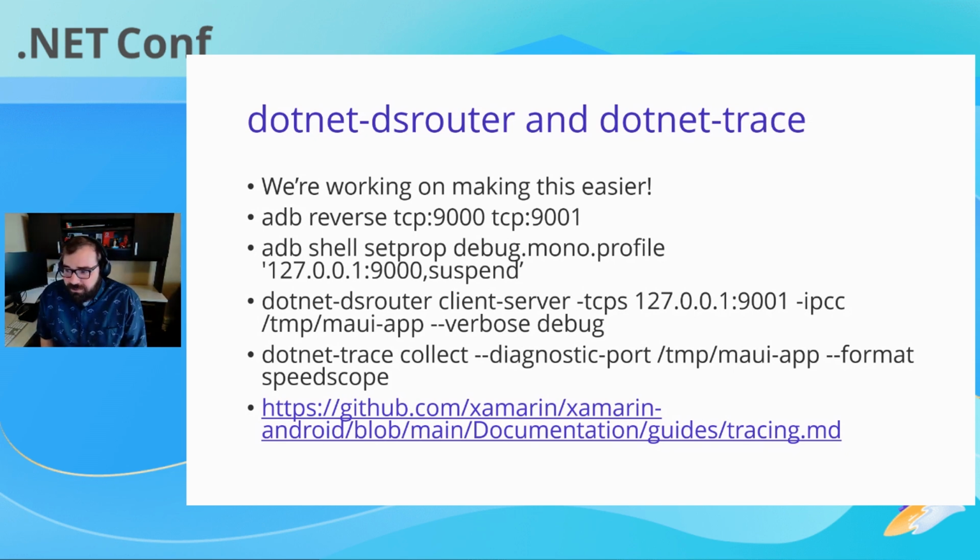which is a little tricky to set all this up. You're probably going to have a couple terminal windows open while you're doing this, but we're working on making this easier. Hopefully one day you can press one button and do it. We'll see, we hope that happens soon, but basically you run a couple commands that set up your remote device. You launch DS Router, and then you launch .NET Trace, and then you launch your app, and then a file pops out at the end.